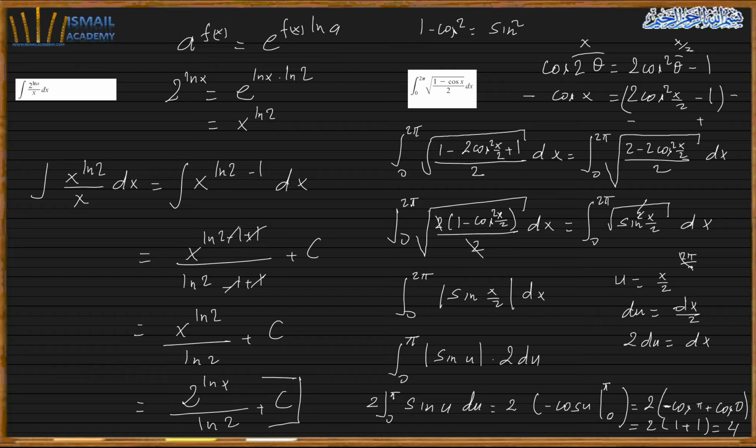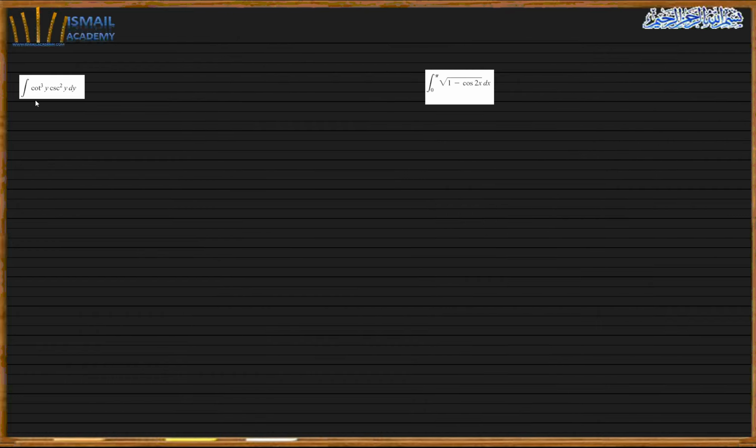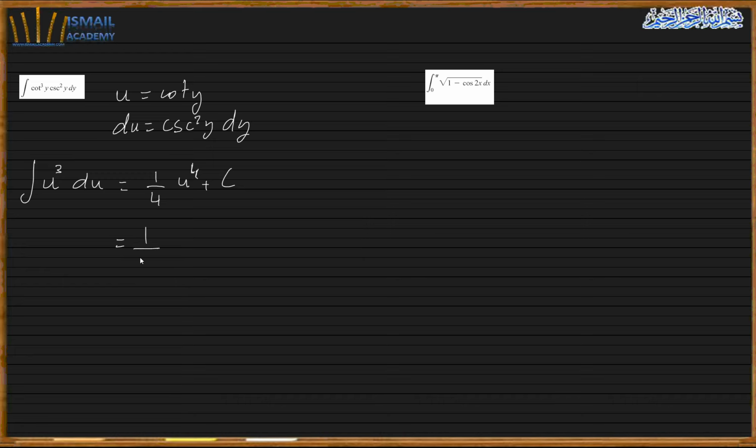Alright, so next question here. The derivative of cotangent is cosecant squared, so it's straightforward. I use u equals cotangent of y, so du will be cosecant squared of y dy, so here I will have the integral of u cubed du, which is going to be 1 over 4 u to the 4 plus c, and I just need to substitute here. This is straightforward, so 1 over 4 cotangent to the 4 of y plus c. So here I'm going to use a double angle formula, the same thing we did in the previous question.